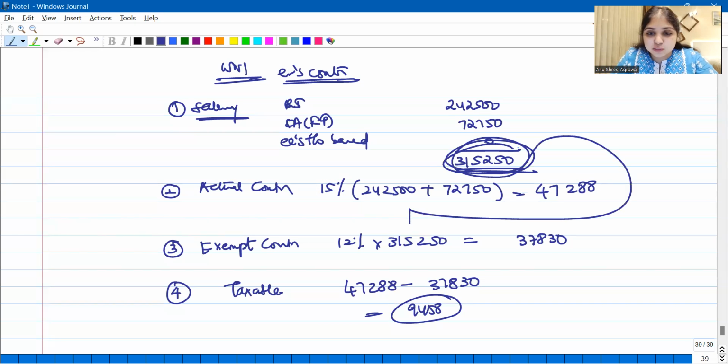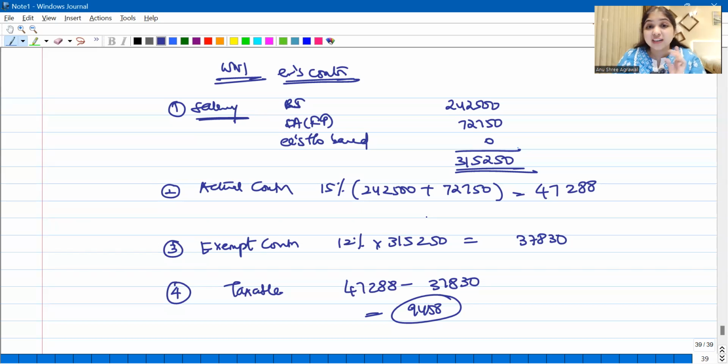This number is supposed to be used only for one thing, and that is to calculate exempt contribution. Actual contribution will be on the basis of numbers given. They said basic salary plus DA. So that is what I calculated. This is not basic salary plus DA. This is basic salary plus DA forming part plus employees turnover based commission.